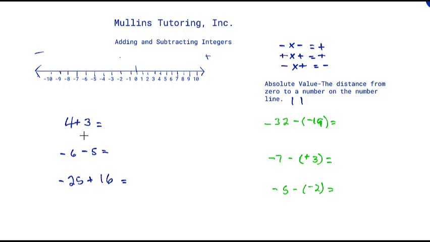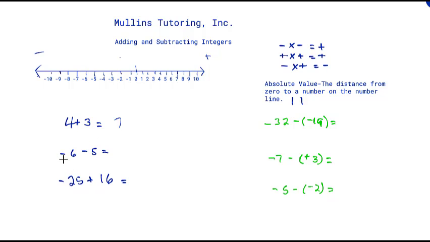So let's look at some examples of adding integers. Our first equation is 4 plus 3. Both of these numbers are positive. If there is not a sign in front of it, it means it is a positive number. So 4 plus 3 is 7. So our answer would be 7.